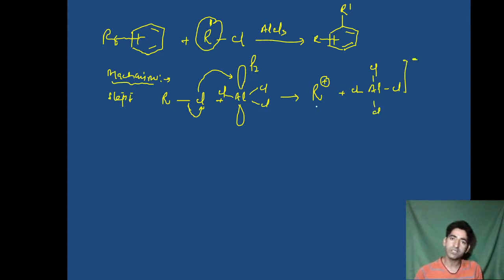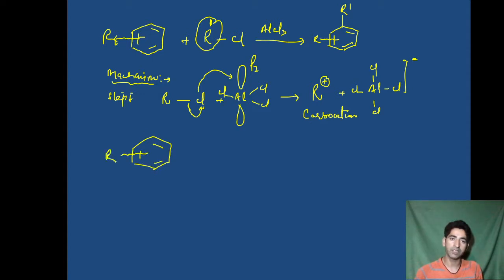So this is the first step of the reaction, that is generation of the alkyl group, that is generation of carbocation. So carbocation is generated. Whenever a carbocation is generated, there is a possibility of rearrangement if it happens. Now in the next step what happens? I have this aromatic ring.